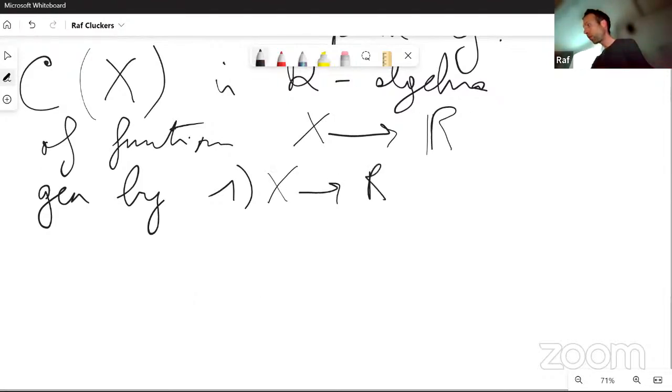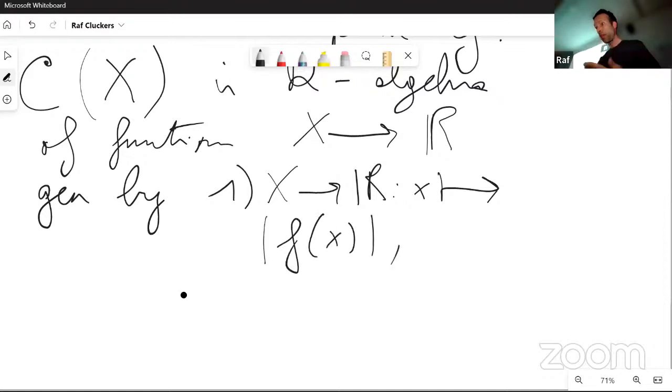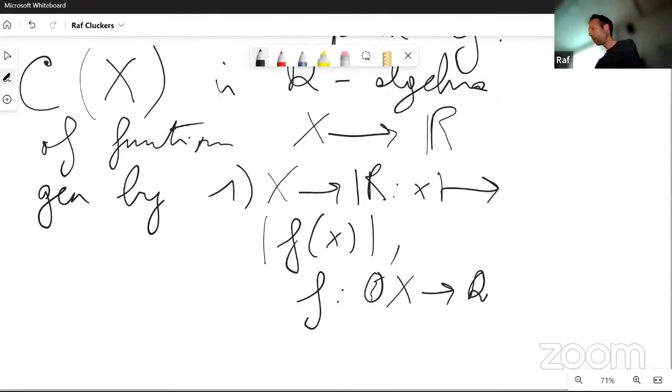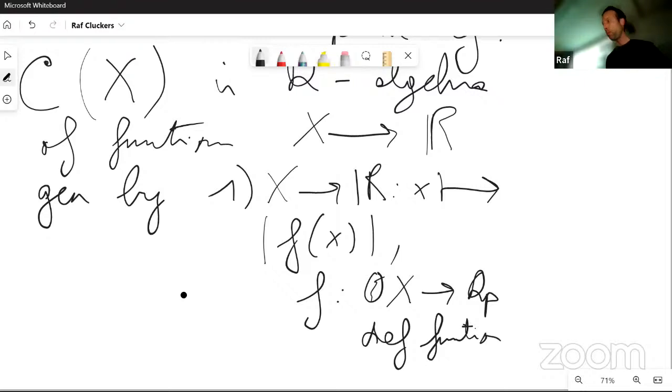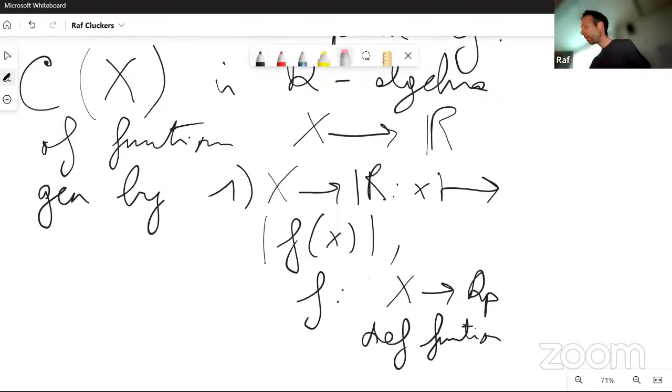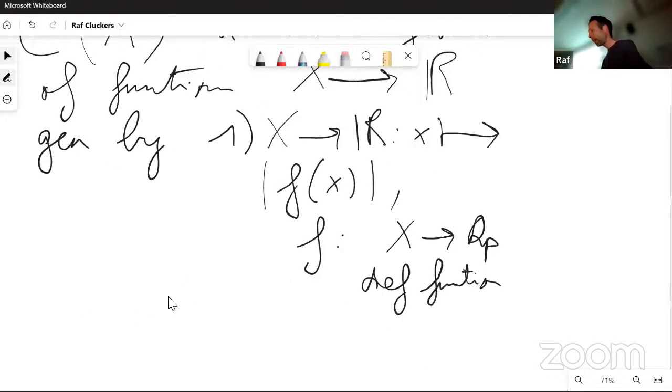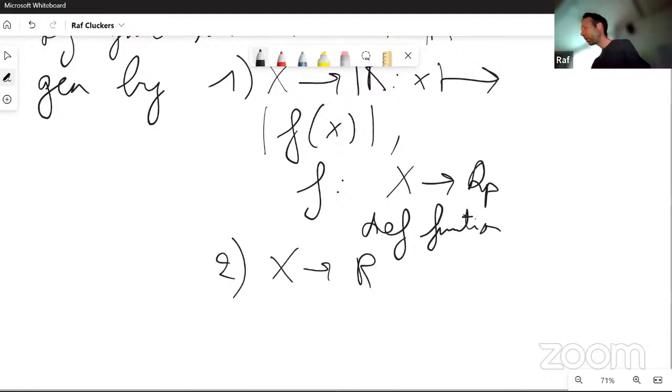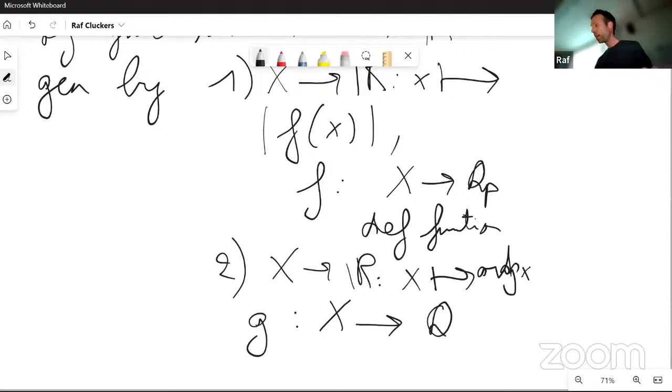First generator is of the following form. You send an element, a tuple x lying in capital X, to the p-adic norm of f(x), where f itself is a definable function from X to Q_p. Definable, and any definable function can be used in this kind of generator. Definable function meaning that the graph is a definable set. And then the second kind of generator is equally simple, from X to the real numbers, where x is sent to the order of g(x). So that's the p-adic order, where here g is again any definable function taking non-zero p-adic value, so that the order is finite.